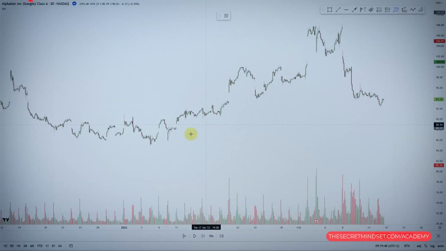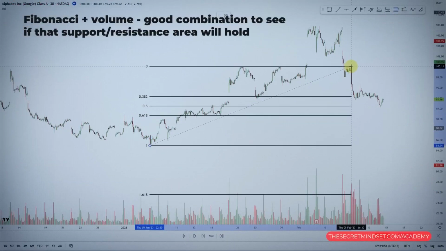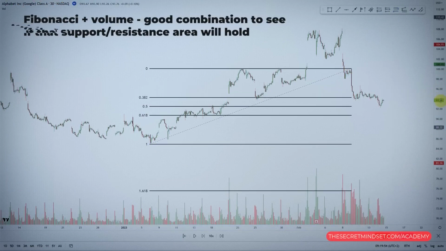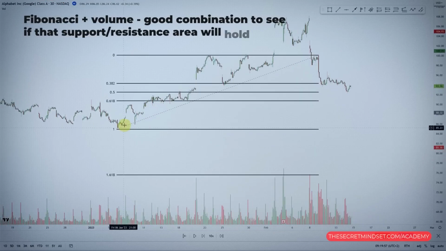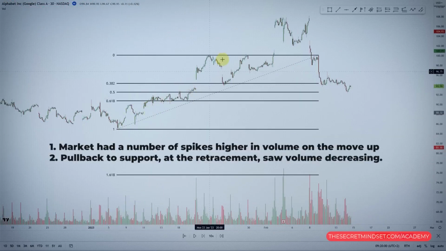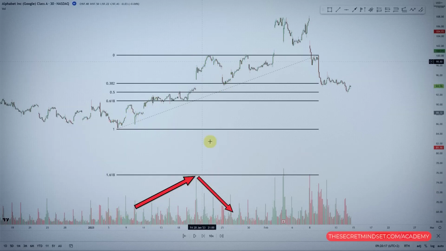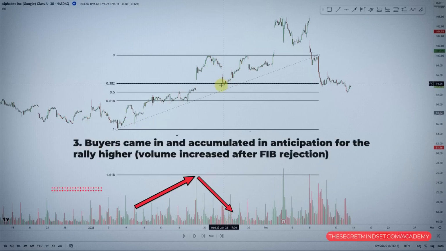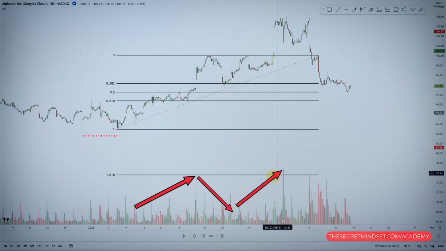When you see the price coming into a Fibonacci support area, the biggest sign you can look for is the volume to see if that support will hold. In this example, notice how the market had a number of spikes higher in volume on the move up, but the pullback to support at the retracement saw volume decreasing. This doesn't mean people are not interested in the market. It means that there are fewer sellers pushing the price lower. This is where buyers come in and accumulate in anticipation for the rally higher. High volume after the rejection of a Fibonacci level represents a very good signal.